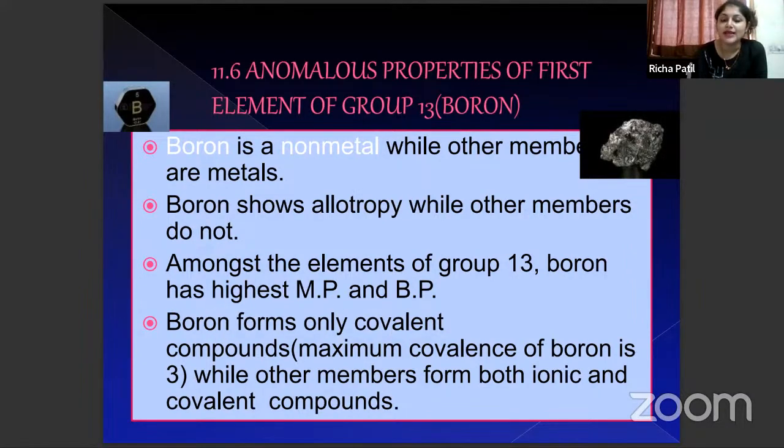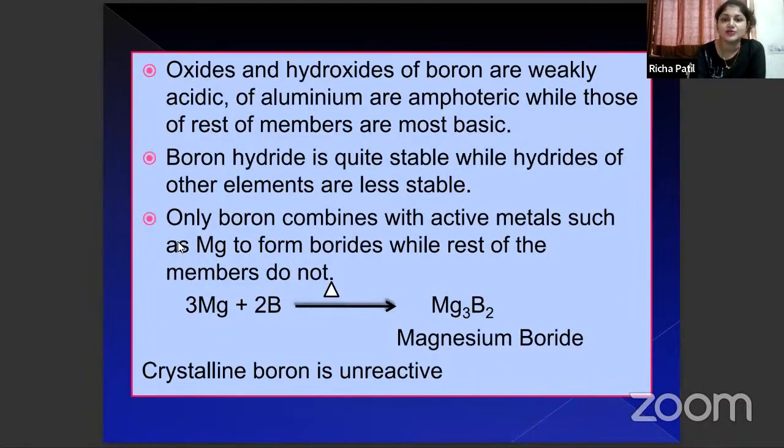The maximum covalency of boron is 3, while the other members form both ionic as well as covalent compounds. So these are some of the properties of boron, showing how it acts differently from the other members of the group.